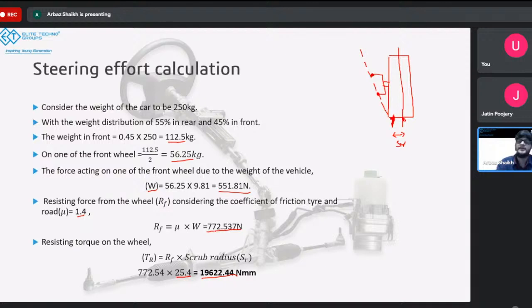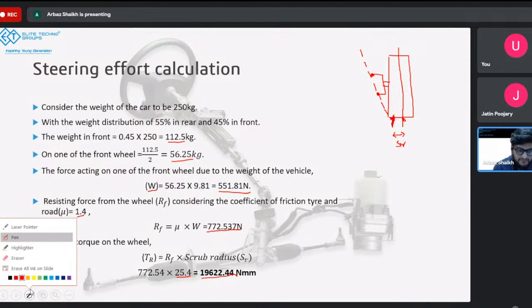This might be different if you're designing a commercial vehicle or a racetrack vehicle. In that case, the coefficient of friction will be different. You'll have to refer to research papers where they have defined the coefficient of friction through experimental methods. So in this calculation, I've taken it to be 1.4. And with that, the resisting force comes out to be 772.53 Newton. And we then calculated the resisting torque, which is basically resisting force multiplied by the scrub radius. I've already explained what scrub radius is. So we get the resisting torque to be 19,622.